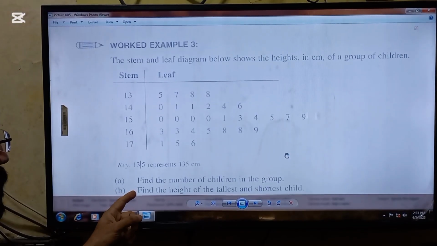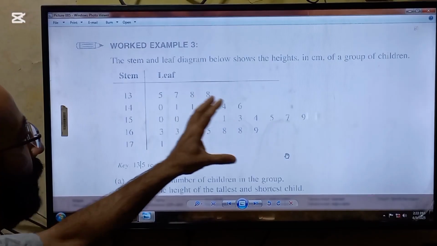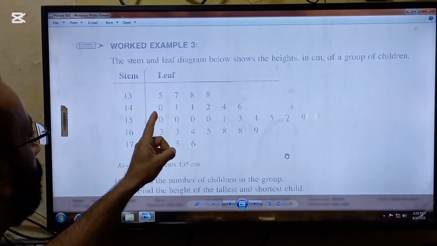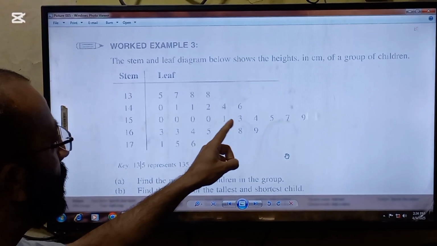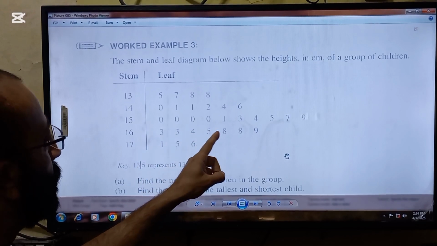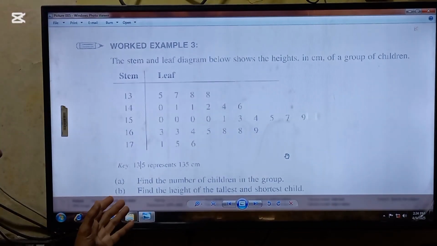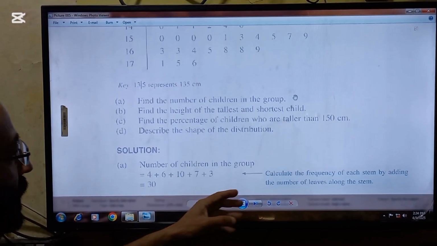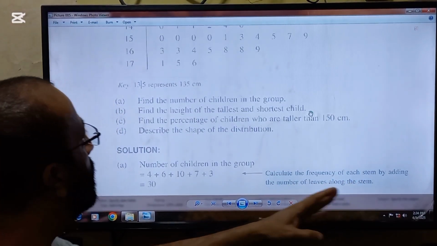The first requirement of the question is to find the number of children in the group. So we have to count the leaves. Those are 1, 2, 3, 4, 5, 6, 7, 8, 9, 10, 11, 12, 13, 14, 15, 16, 17, 18, 19, 20, 21, 22, 23, 24, 25, 26, 27, 28, 29, and 30. So A's part's answer is 30. Calculate the frequency of each stem by adding the number of the leaves along the stem.